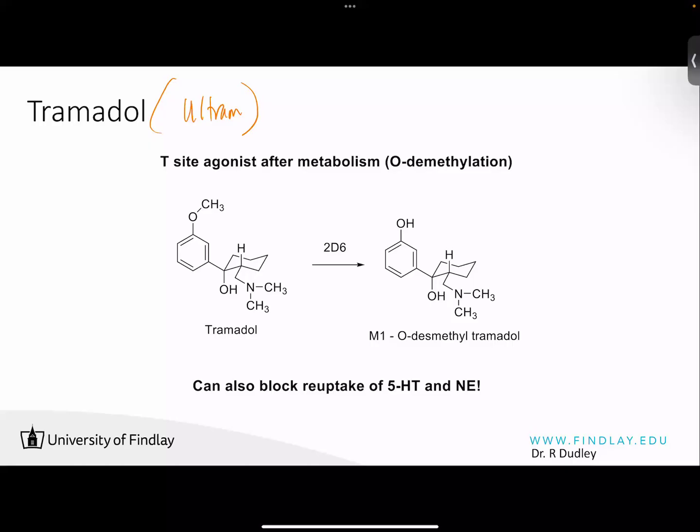And in order for it to have the best activity, that methoxy group ought to get oxidatively removed by CYP2D6. And that affords us with something called the M1 metabolite, or O-desmethyl tramadol. Right, so tramadol itself has some activity, and then its metabolite has activity as well. I wouldn't say it's a potent analgesic. It's not very potent at all, but it is used quite frequently in the community setting.